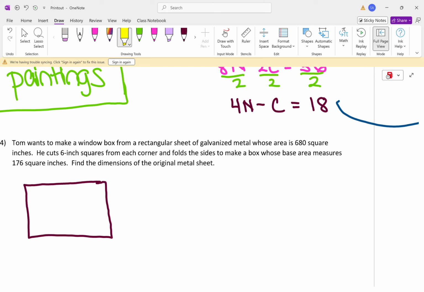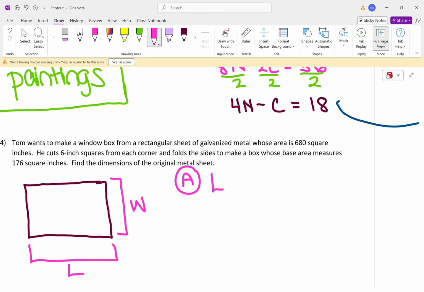So now it says whose area is 680 square inches. What shape are we dealing with? A rectangle. How do we find the area of a rectangle? Length times width. I do not know the length and I do not know the width, and it does not matter which side you call length and which side you call width. It does not matter. So I know my first equation is going to be length times width is equal to 680.